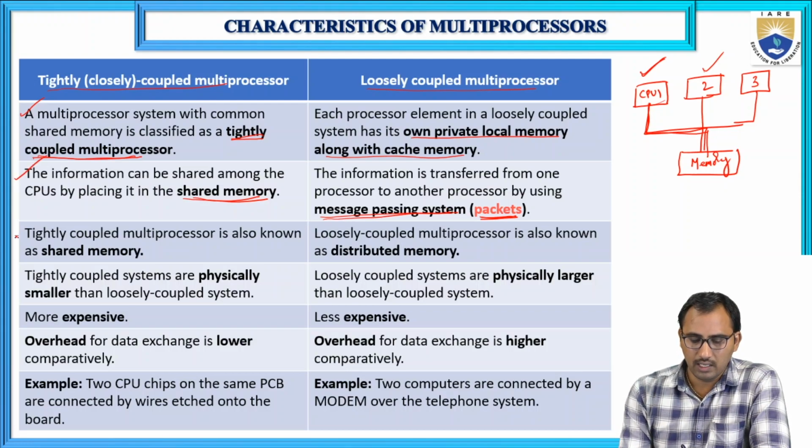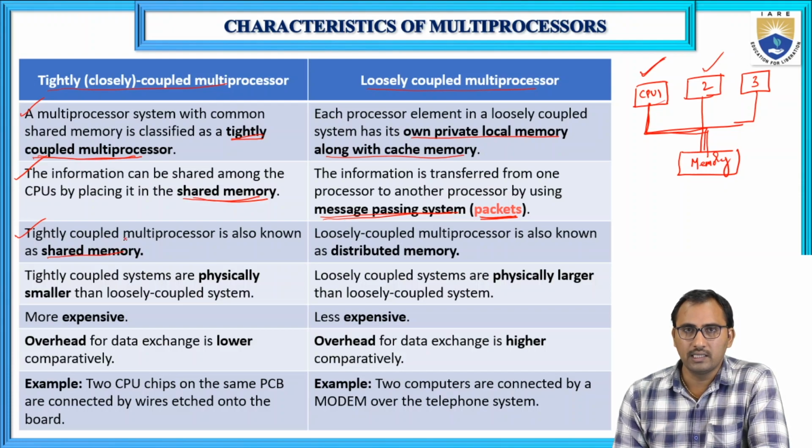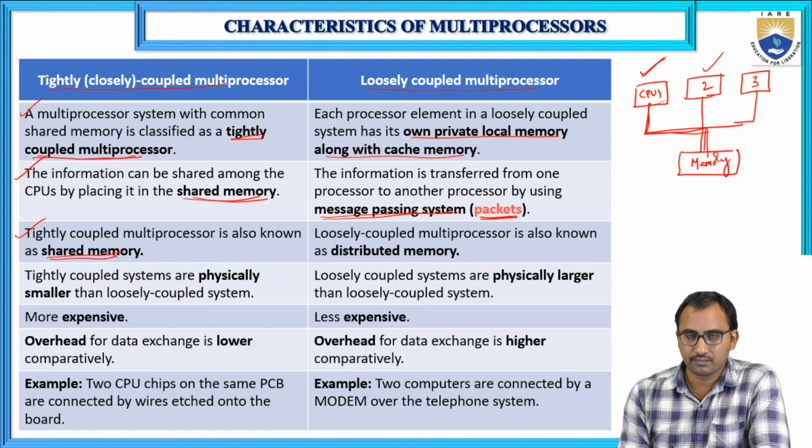And coming to the next difference, that is the tightly coupled multiprocessors, also known as shared memory, because in the tightly coupled multiprocessors, they are sharing a common memory. So that common memory is called shared memory. Whereas the loosely coupled multiprocessor systems is also known as distributed memory.